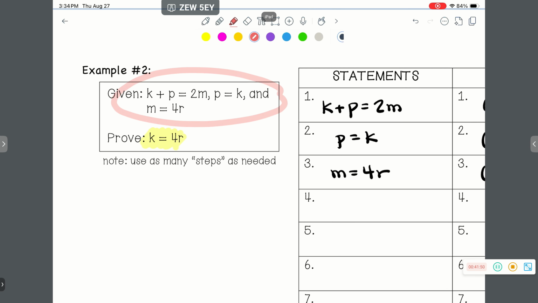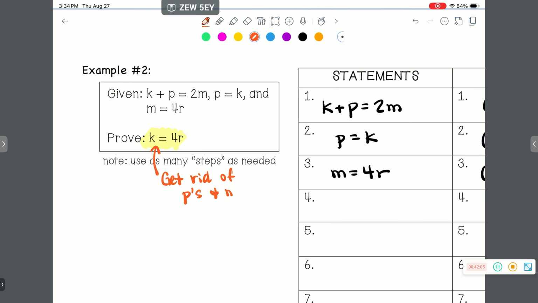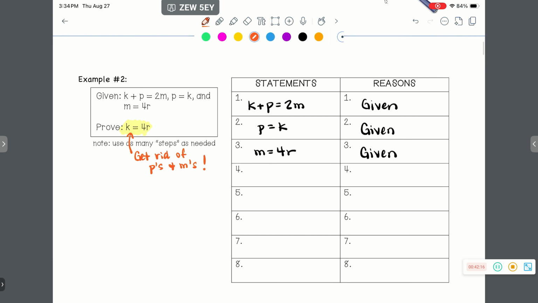So what variables am I going to have to eliminate somewhere along the way? I'm going to have to get rid of the P's and the M's. I'm going to write that down for myself. You don't have to, but this is just kind of how my brain is going to think through this. Get rid of P's and M's. This is going to happen somewhere along the way, so I'm just left with a statement in terms of K's and R's. Yes, absolutely. Swap out the P.